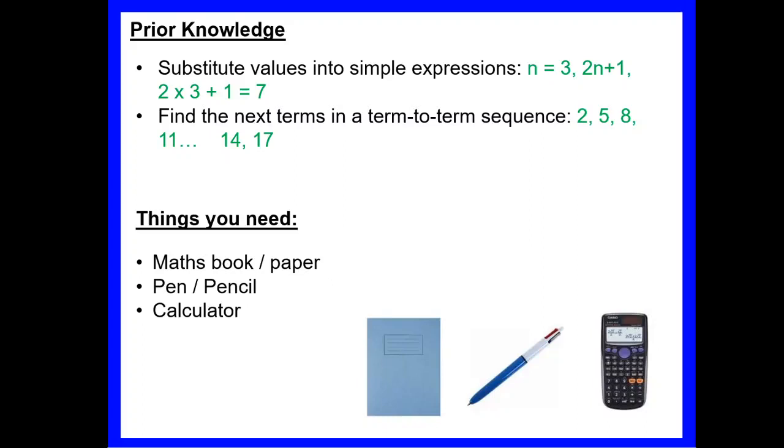You should also be able to find the next terms in a term-to-term sequence. So given the sequence 2, 5, 8, 11, the next two terms would be 14 and 17. So you would do that by finding the rule to get from 2 to 5, which is plus 3, 5 to 8, which is plus 3, and 8 to 11, which is plus 3, and then adding 3 to 11 to get the 14, and 3 to the 14 to get the 17.